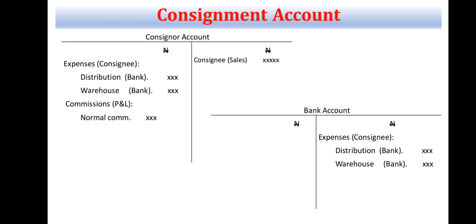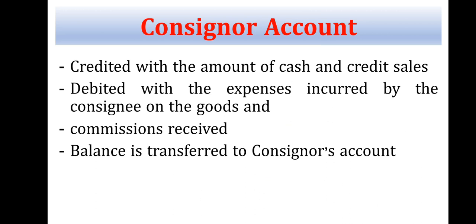That's the reason why the normal commission goes to the profit and loss account as a credit, and if there is overriding commission, everything will be debited. At the end of the day, the consignee will know the total amount that will be forwarded to the consignor for all those goods that he received to sell on his behalf. Then the next thing is to balance the account and transfer the necessary amount to the consignor.